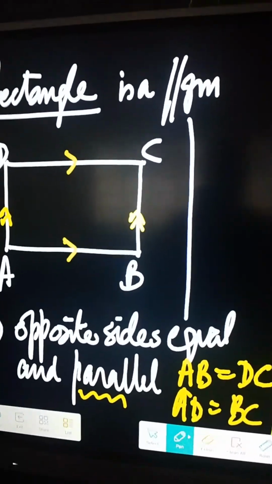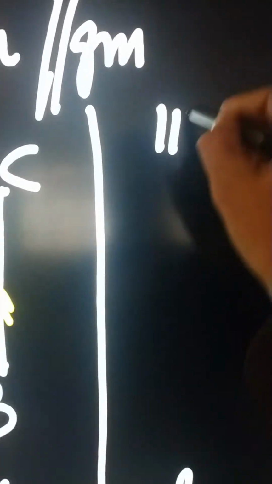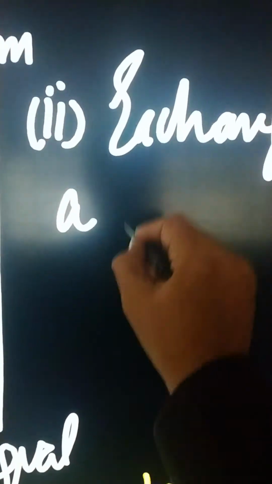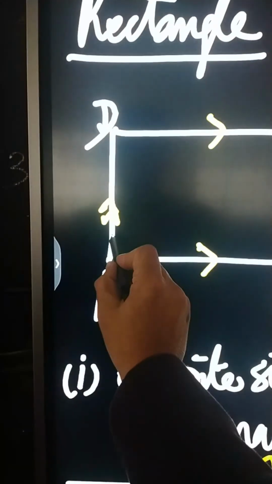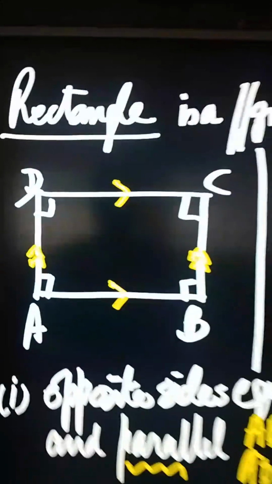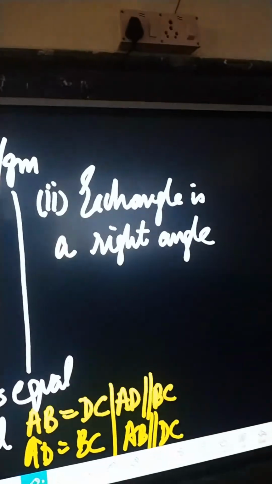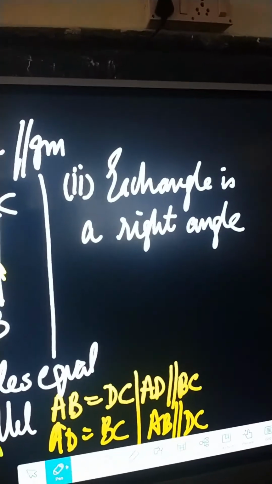Now next, how is a rectangle different from a parallelogram? The next property of a rectangle: each angle is a right angle. Each angle of a rectangle is 90 degrees. Very important. You might know it, but this is a property. Every rectangle has all angles equal, which is 90 degrees.